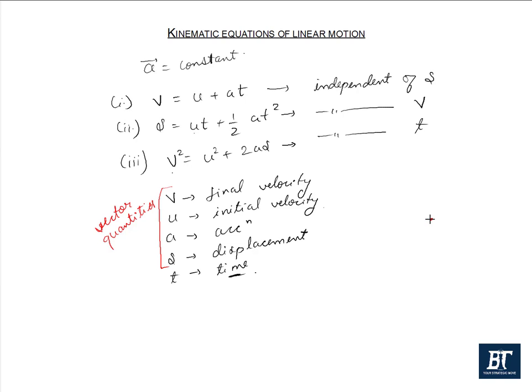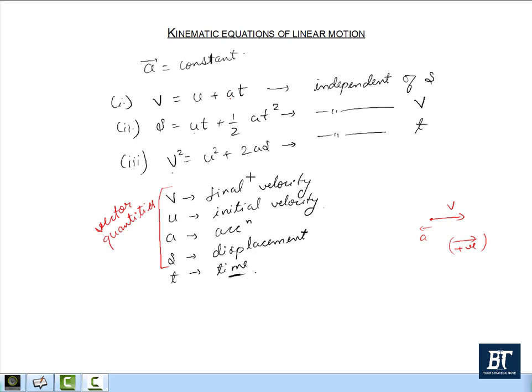For example, if velocity of any particle is in this direction and its acceleration is in the opposite direction of the velocity, then we can assume any direction to be positive. So let's say if we are taking this direction to be positive, then while substituting the values of velocity and acceleration, velocity will be substituted with positive sign and acceleration will be substituted with the negative sign.